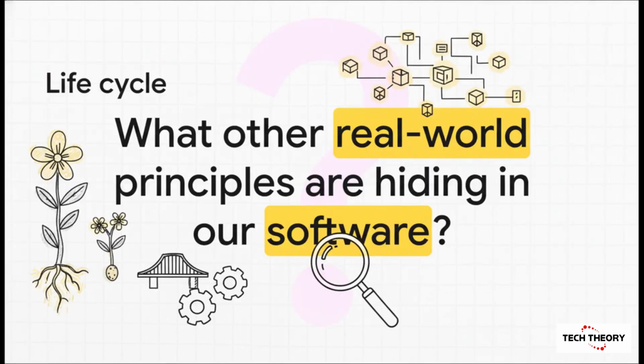And that kind of leaves us with a final thought, doesn't it? This whole idea of a managed life cycle is so clearly borrowed from how things actually work in the real world. So it makes you wonder, what other powerful real-world principles are hiding in plain sight inside our code, just making our software that much more robust and reliable?